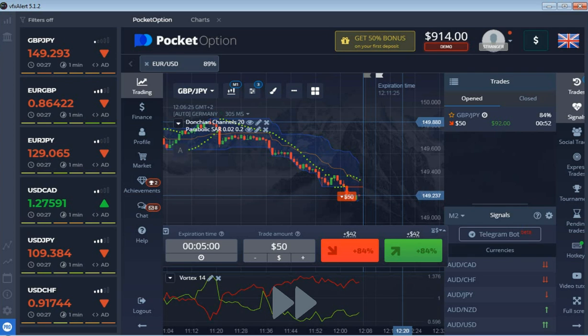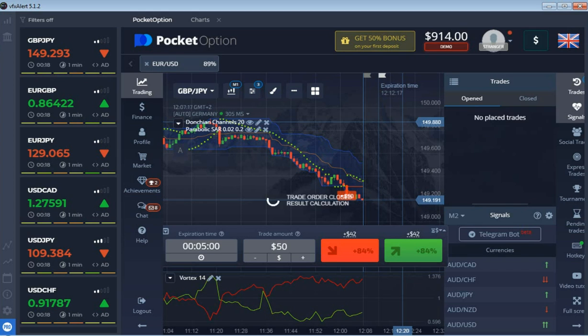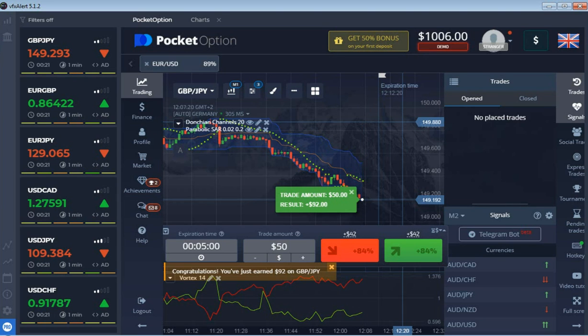We recommend opening a deal on the second candle after the breakdown of the Donchian lines. 30 seconds before expiration, the price is near the opening level. Moving even 1 point from the opening price can complete the option with a profit. The first option is closed with a profit. We are waiting for the next signal.